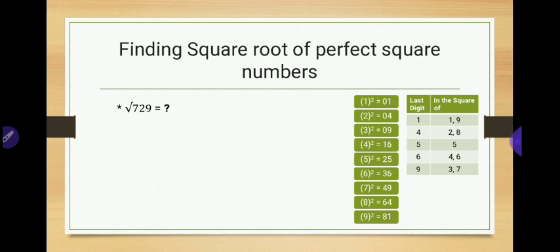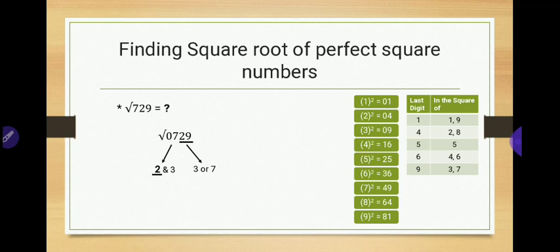Let's try one more example. If you want to find the square root of 729, make the group of 29. The last digit of 29 is 9. In whose square is 9 the last digit? It is in the square of 3 and 7. So I write 3 and 7. Here the second group, that is 07, is lying between the squares of 2 and 3, that is between 4 and 9.